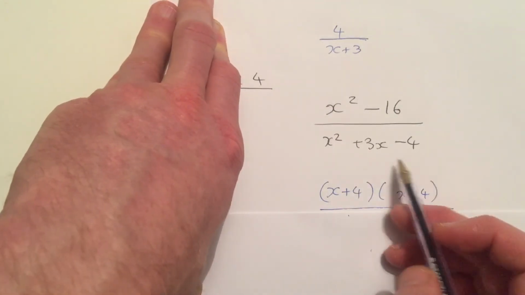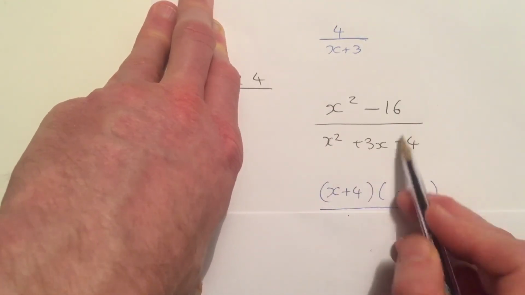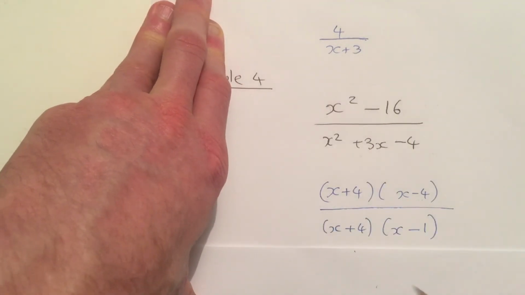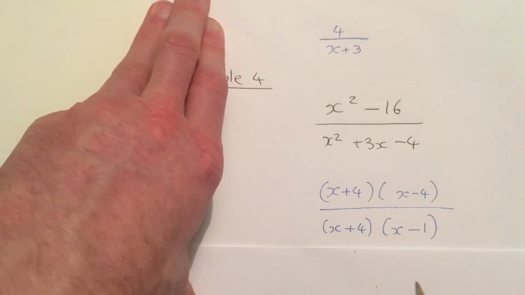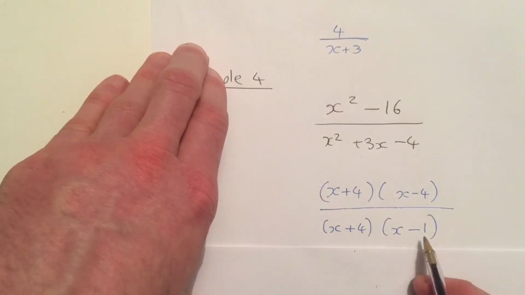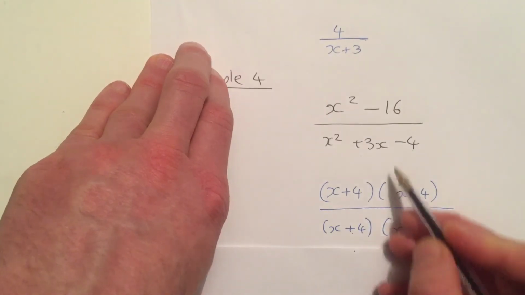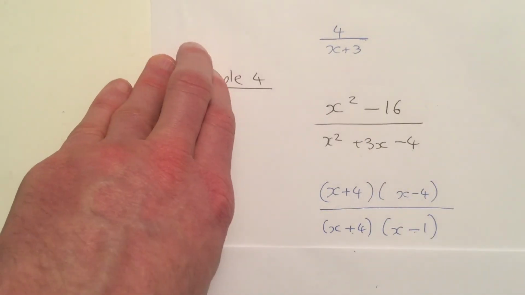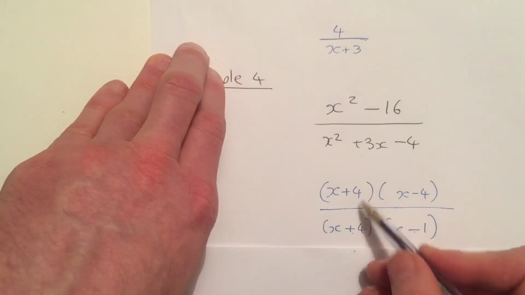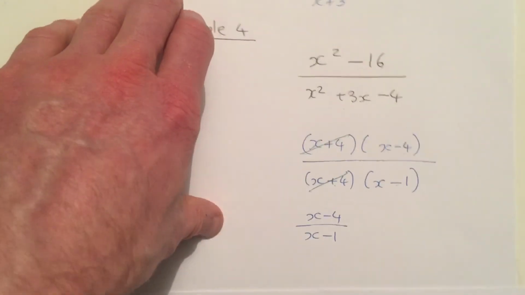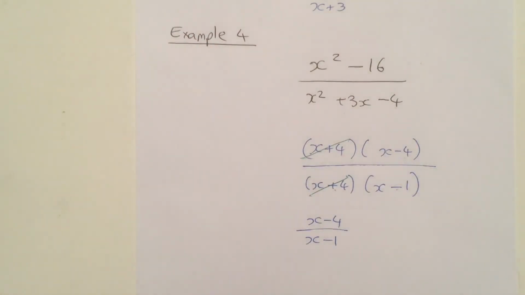Factorising the denominator, I need two numbers that multiply to make minus 4 and add up to make 3. It's going to be x plus 4 and x minus 1. 4 times minus 1 gives the minus 4. 4 plus minus 1 gives me the 3. Now I can see that x plus 4 is my common factor, so they will cancel out and this whole thing will simplify just to be x minus 4 over x minus 1.